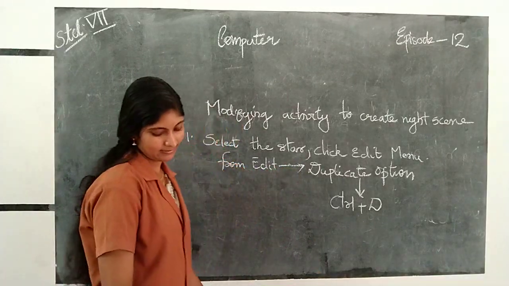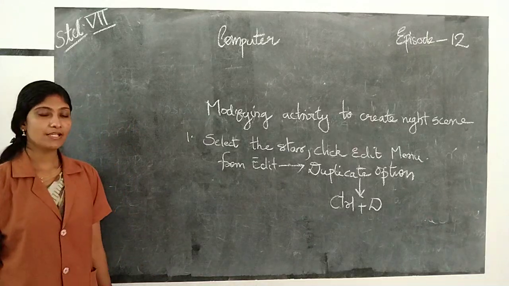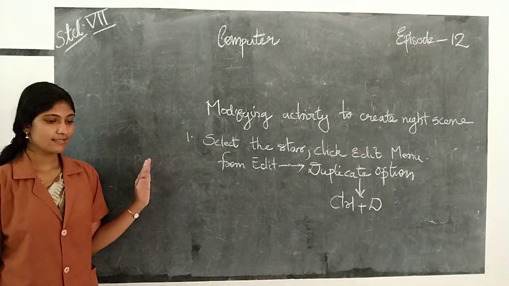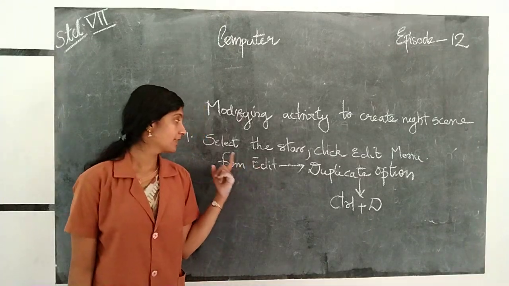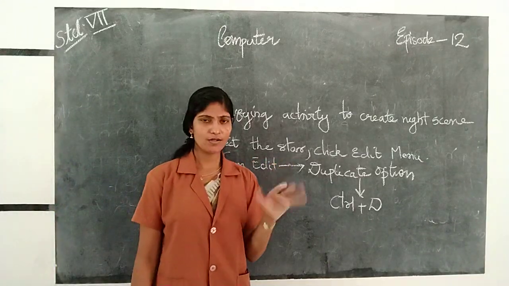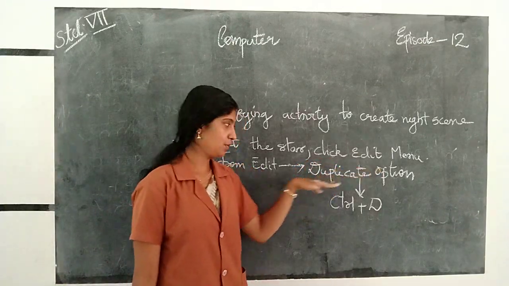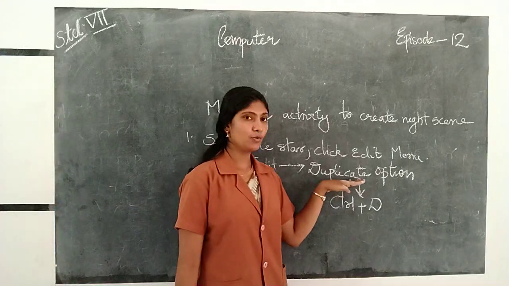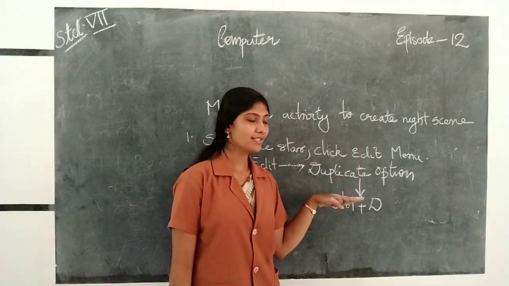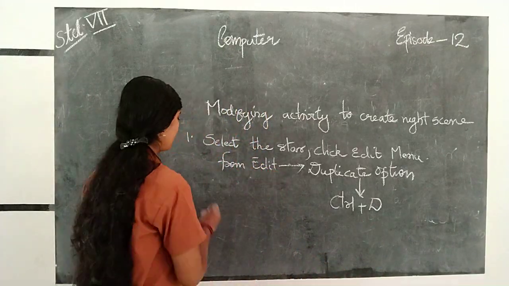Now the duplicate copy will appear on the scene or stage. So what is the first step? Select the star or select your object and then click edit menu. From the edit menu, just select the duplicate option. Otherwise, you can press Ctrl plus D.